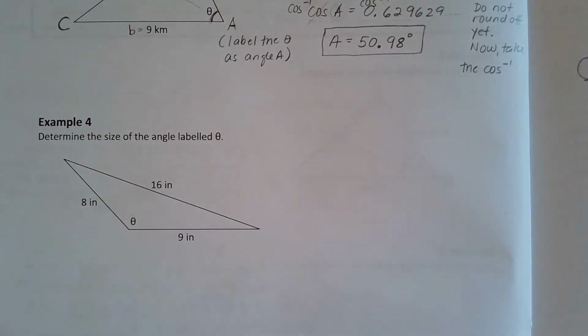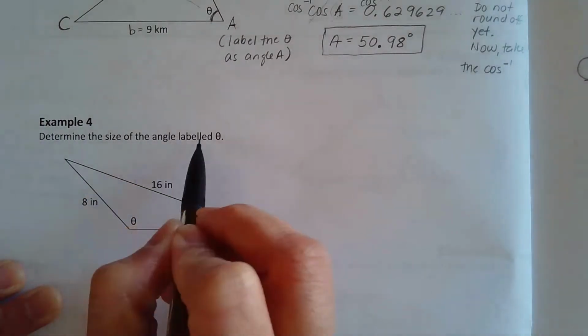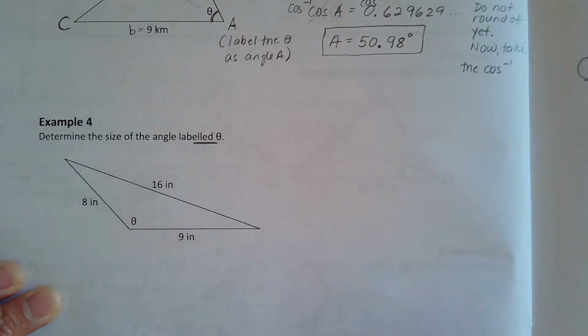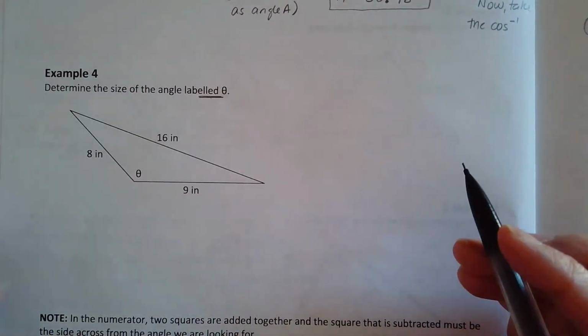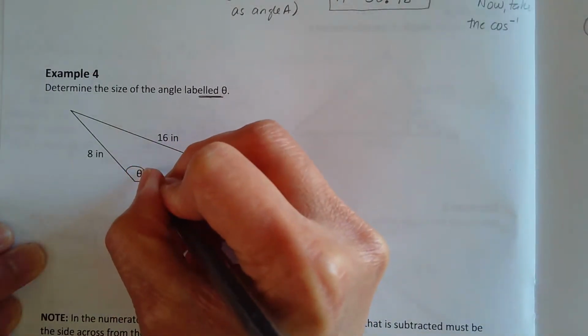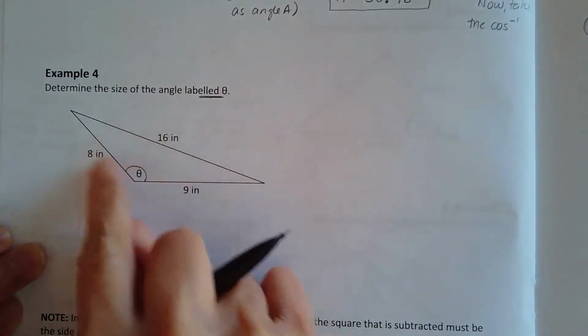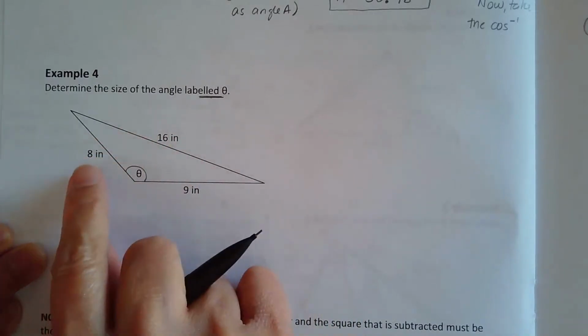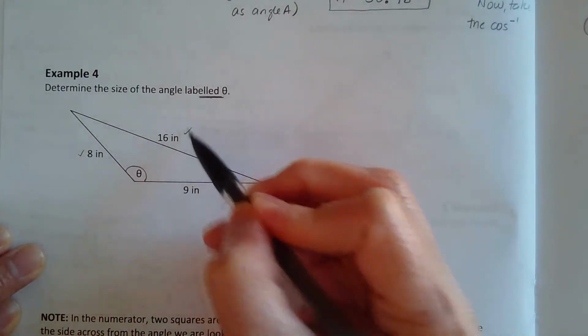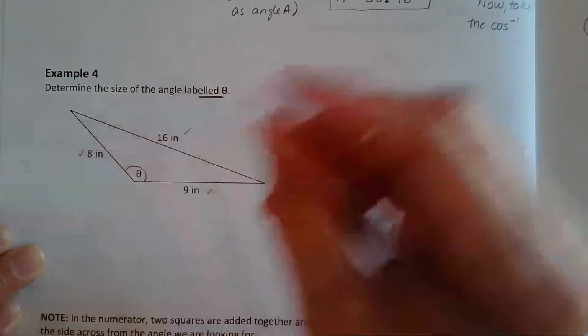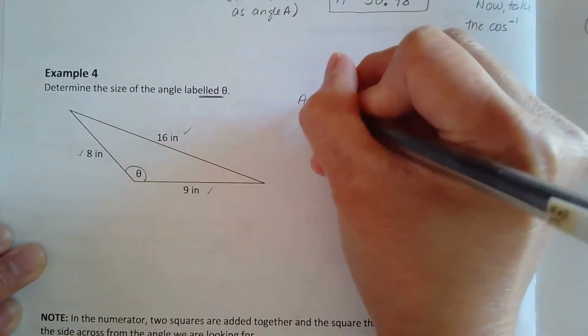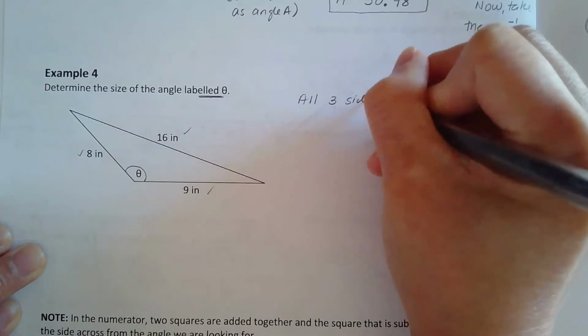Okay, so let's take a look at the next one. Again, here, determine the size of the angle labeled theta. So this is my theta right here. I inspect my triangle. My triangle has all 3 sides given. All 3 sides given. So that means I'm going to use the cosine law. All three sides are given.